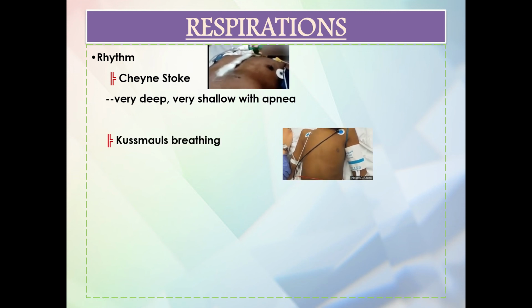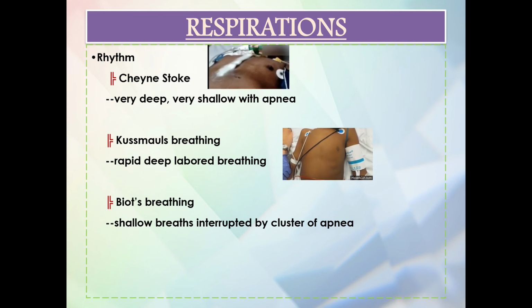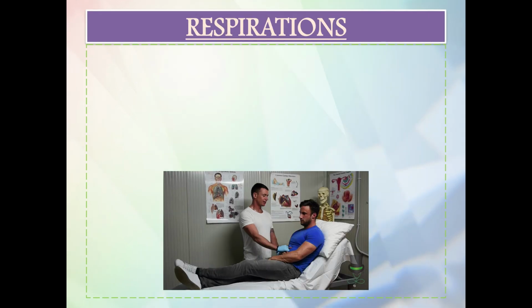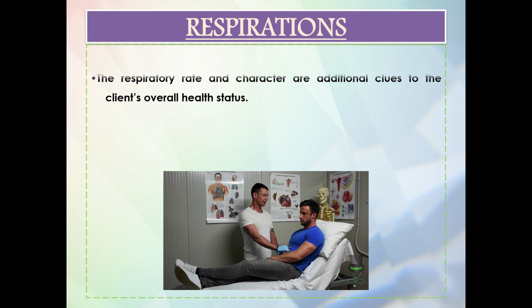On the other hand, Kussmaul breathing, just like in our GIF, is rapid, deep, labored breathing. That is Kussmaul breathing. It is fast and deep, and labored. We can see that the patient has difficulty breathing. And then Biot's breathing is shallow breaths interrupted by clusters of apnea. Those are the rhythms in terms of your breathing pattern.